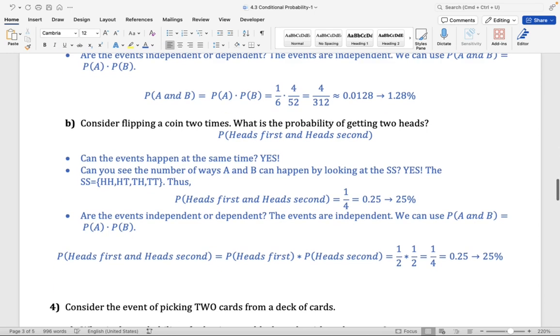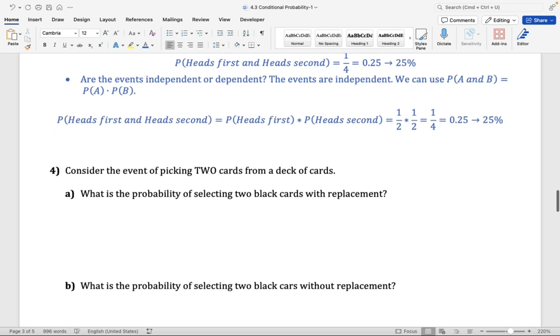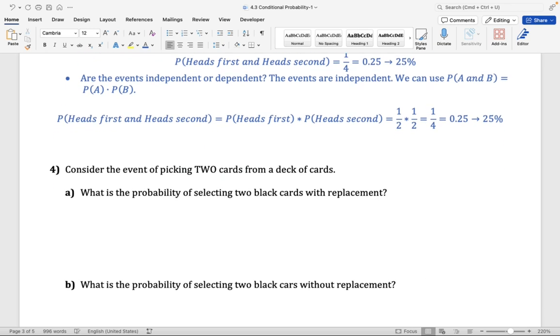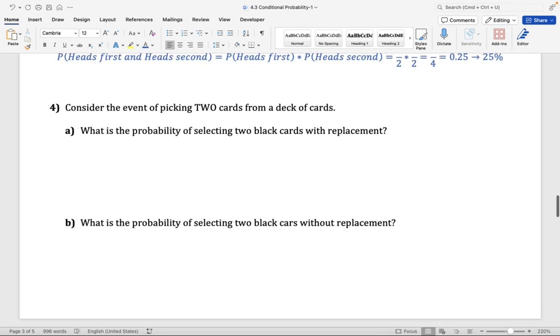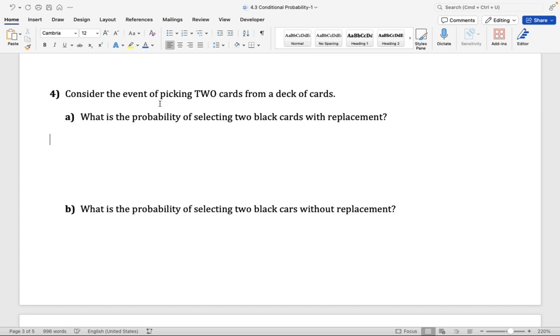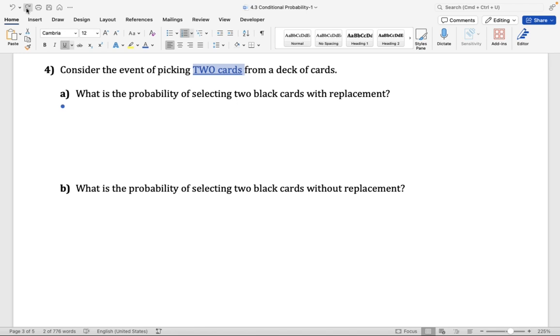So far, I have shown you 2 examples where you can use the multiplication rule, the probability of A and B equal to the probability of A times the probability of B. I have 2 more examples that I want to do with you to show you cases where we're computing the probability of A and B, but the events are dependent. They do affect each other. Okay? So let's go ahead and consider exercise number 4. You're going to consider the event of picking 2 cards from a deck of cards. Notice here, we're not just picking 1 card, we're picking 2 cards. We should be wondering, are we replacing the first card or are we not replacing the first card? Okay? And so we have both scenarios here.